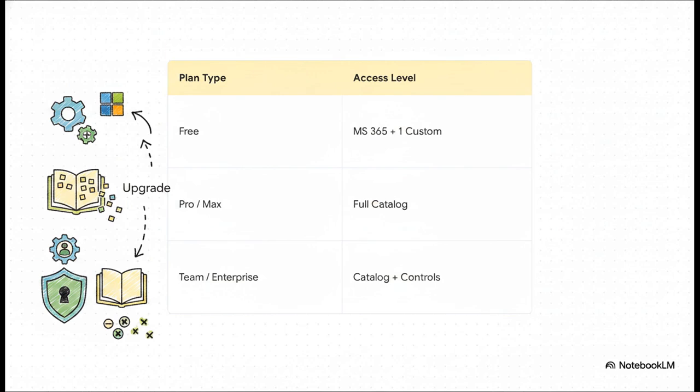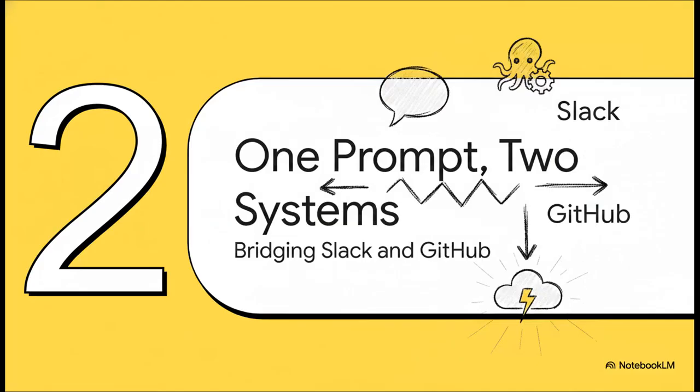Free users can connect Microsoft 365 plus one custom connector. If you're a Pro or Max user, you unlock the entire catalog. And for those on team or enterprise plans, administrators get full organizational controls. That means they can restrict specific connectors by role or even limit tools to just read-only mode if they need to. Next up, one prompt, two systems.